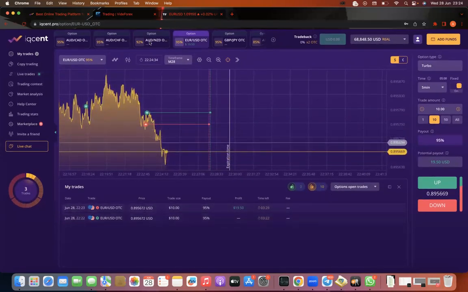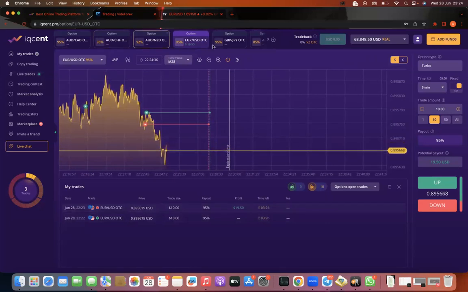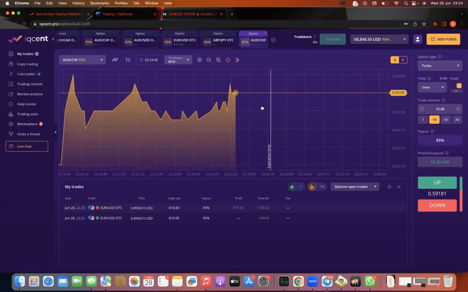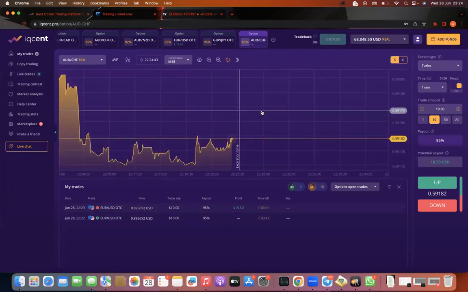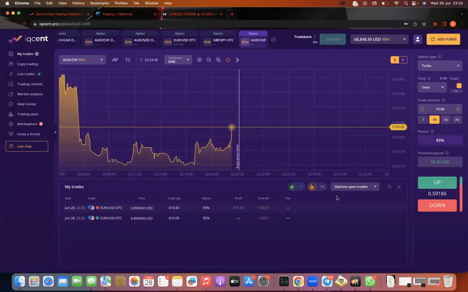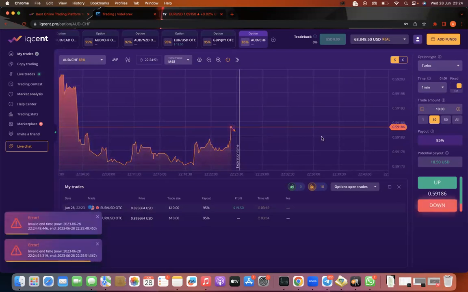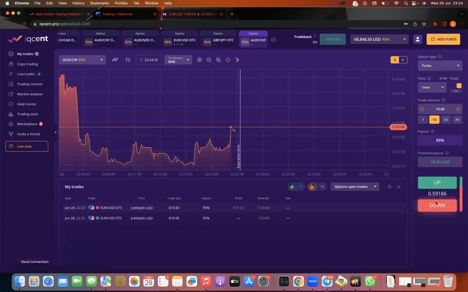All right, so let's use a forex pair for this. The one is not really moving sharply, but let's use a forex pair for this. Let's click on down. If you have any error like this, just refresh your broker. Probably your network is not that strong. That is the reason.